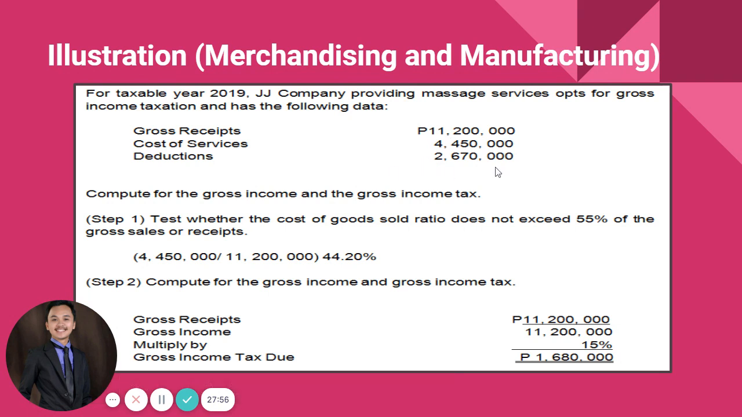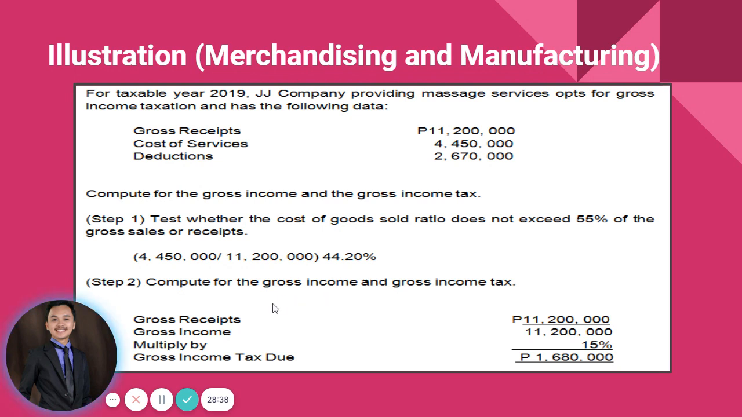Okay? Continuing the illustration, we have gross receipts of 11,200,000, cost of services of 4,450,000, and deductions of 2,650,000. So let's test first the ratio of our total cost of services over our gross receipts. So we have 4,450,000 versus 11.2 million. So that means we have a 44.20% ratio. So this 44.20% ratio passed the threshold of 55%. Then therefore, we are allowed to use gross income tax.